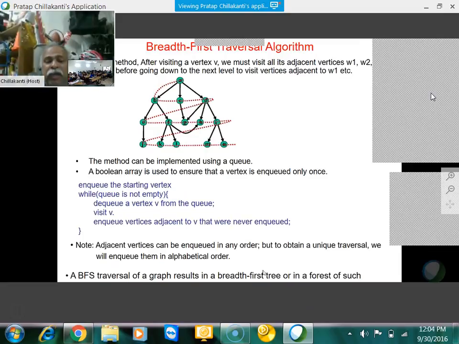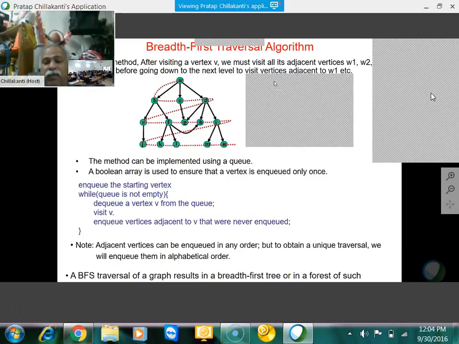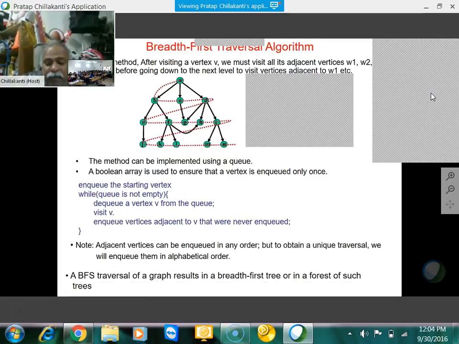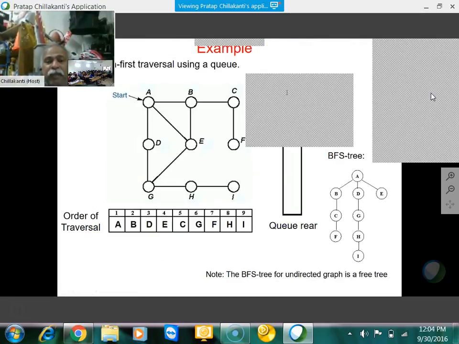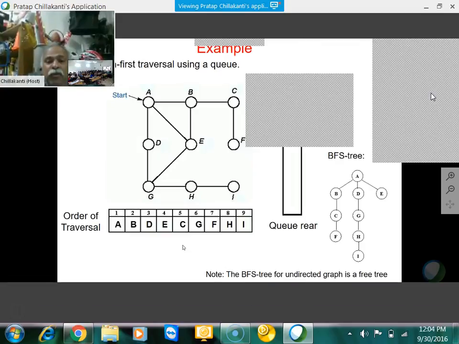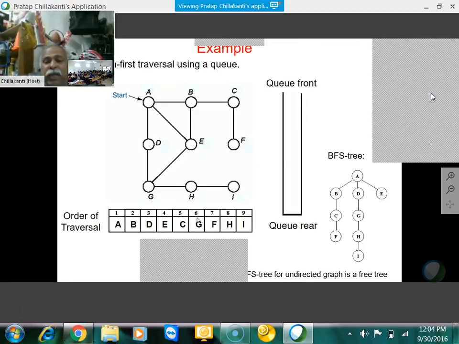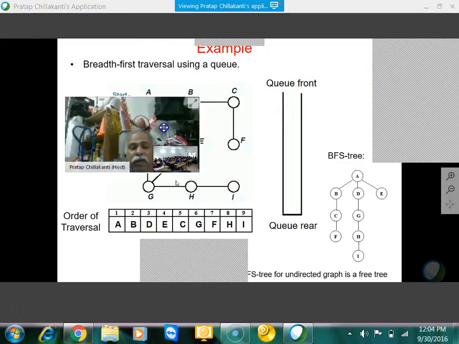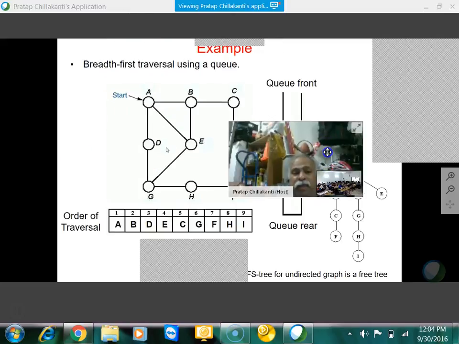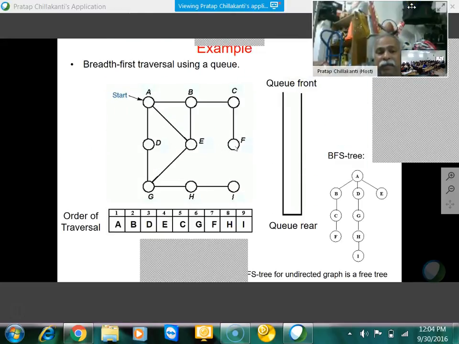Notice one thing here: whenever you're enqueuing, to obtain a unique traversal, we will enqueue them in alphabetical order. So depending on the type of traversal and how you want it to be displayed, you can apply certain tricks like that. Okay? So this shows an example of how you traverse this graph here. And the order of traversal, you want it to be A, B, then you get to D, E, C, okay, G, F, H, I.